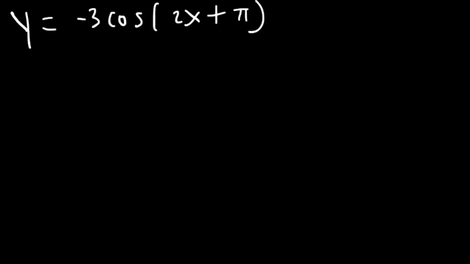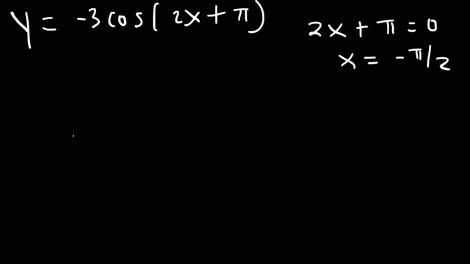Here's another example: -3 cosine (2x plus pi). So let's try this one. Let's find the phase shift first. Let's set 2x plus pi equal to 0. So we can move the pi to the other side. It's going to be -pi and then divide by 2. So it's going to start at -pi over 2. That's the phase shift. So it's been shifted left pi over 2 units.